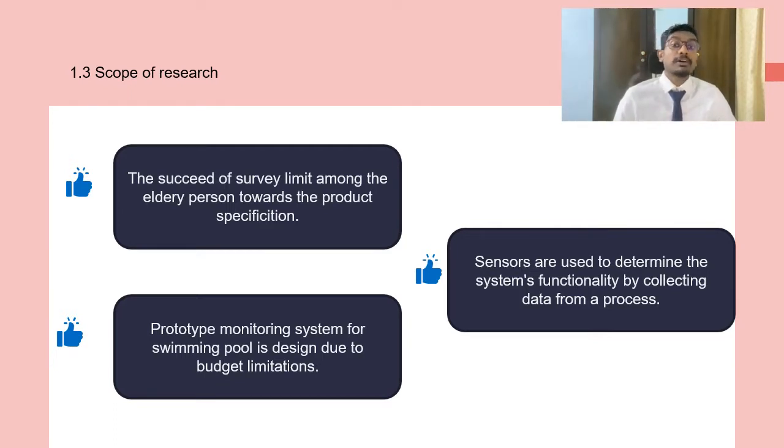Now, the scope of research of my project. The first one is that my survey is limited to elderly persons, towards the product specifications. The second one is that the prototype monitoring system for the swimming pool is designed due to budget limitations. The third one is that sensors are used to determine the system functionality by collecting data from a process in my project.